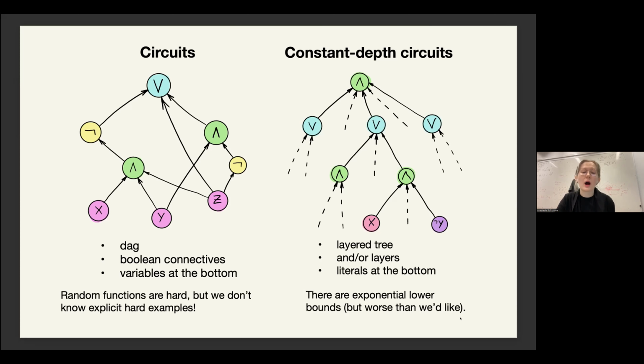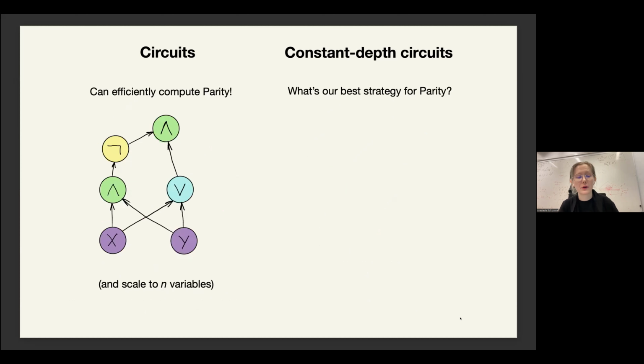General circuits can efficiently compute the parity function. I have a picture here which computes the parity of two variables. I hope I drew this right. It's easy to scale that to n variables too: you just need to stack these modules, but you will need logarithmic depth for that, where by depth I mean the longest path from the variables to the sink of our DAG.